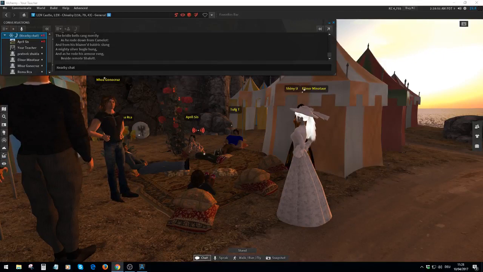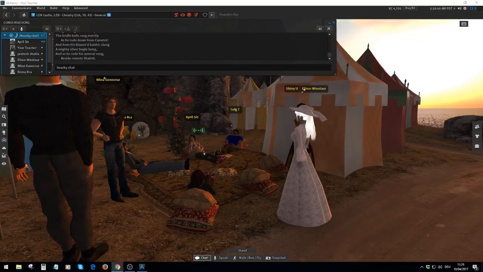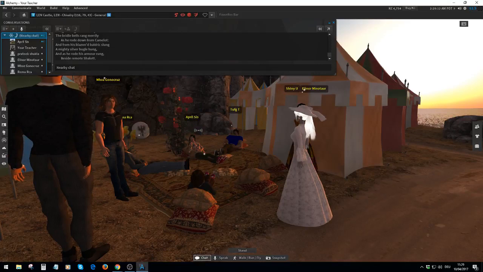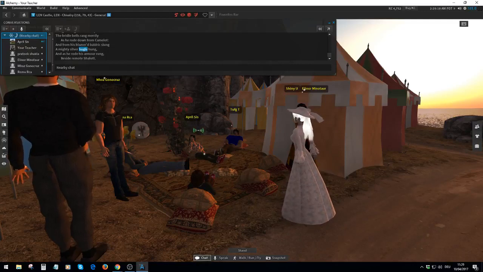The gemmy bridle glittered free, like to some branch of stars we see, hung in the golden galaxy. The bridle bells rang merrily as he rode down from Camelot, and from his blazoned baldric slung a mighty silver bugle hung, and as he rode his armor rung, beside remote Shalott.